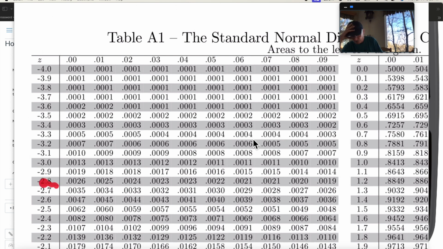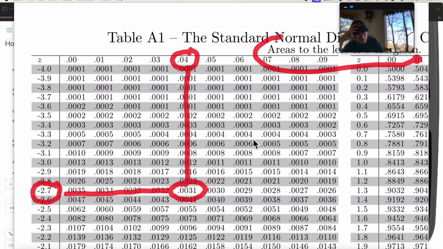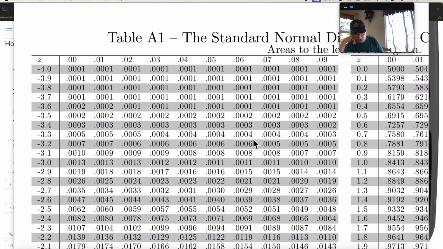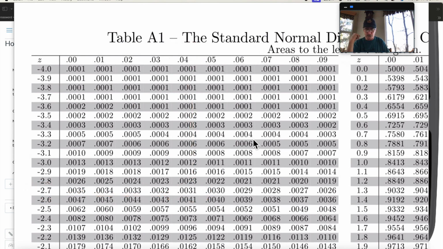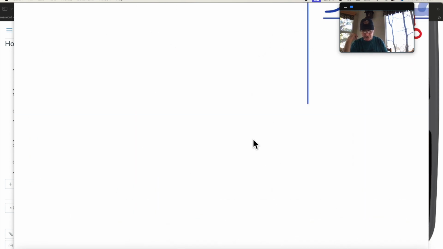So negative 2.7 is here, and 0.04 is there. And so we just got to kind of line those up. And it looks like we're going to get a 0.0031 out of that. And then remind yourself again that this is the area to the left of negative 2.74. So I lost it. We have 2.74, 0.0031. Okay, so I only need to put in a 0.0031 as the area to the left here.